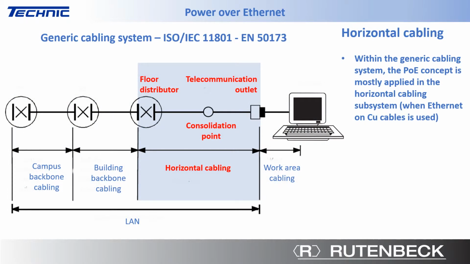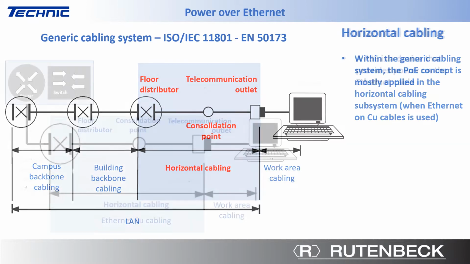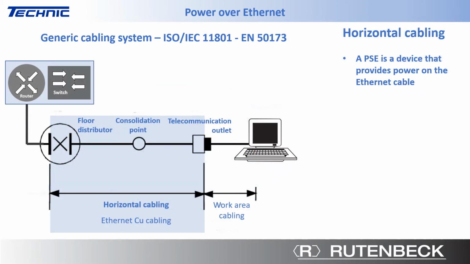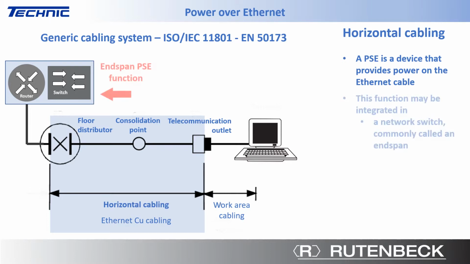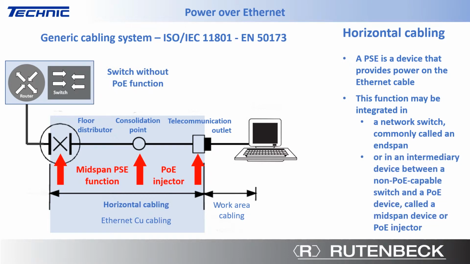Within the generic cabling system, the Power over Ethernet concept is mostly applied in the horizontal cabling subsystem, when Ethernet on copper cables is used. A power sourcing equipment is a device that provides power on the Ethernet cable. This function may be integrated in a network switch, commonly called an endspan, or in an intermediary device between a non Power over Ethernet capable switch and a Power over Ethernet device called a midspan or a Power over Ethernet injector.